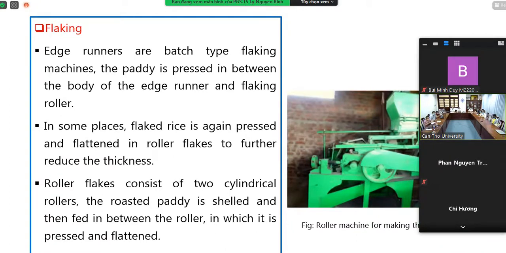Then flaking. Edge runners are batch type flaking machines. The paddy is pressed in between the body of the edge runner and flaking roller. In some places, flaked rice is again pressed and flattened in roller flakers to reduce the thickness of the flaked rice. Roller flakers consist of two cylindrical rollers. The roasted paddy is shelled and then fed in between the rollers, in which it is pressed and flattened.